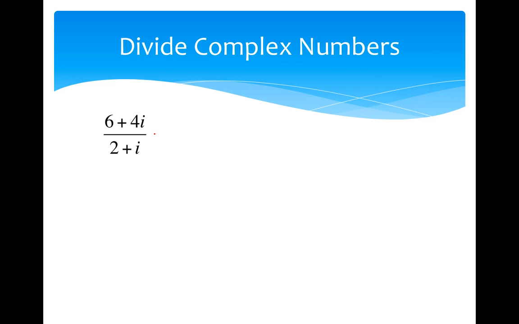So we need to multiply by the complex conjugate of this number down here. All you do is change that middle sign. So it's going to be a 2 minus i. We have to multiply by a form of 1. So whatever we're doing on the bottom, we have to do on the top as well. Then this really just turns into 2 multiplication problems.